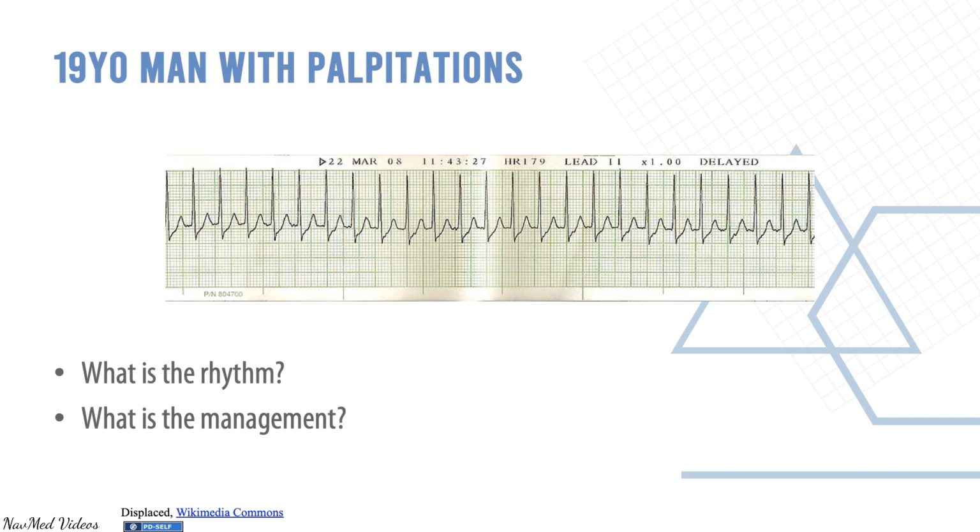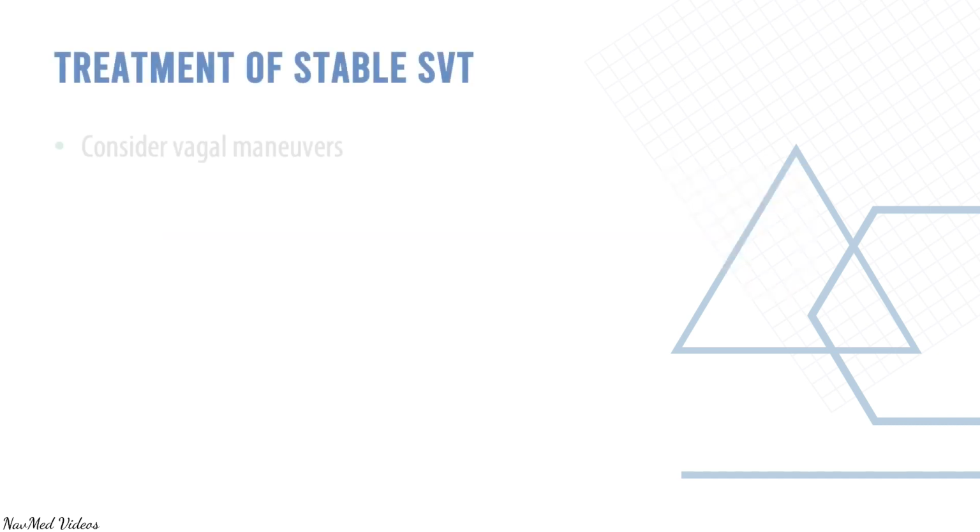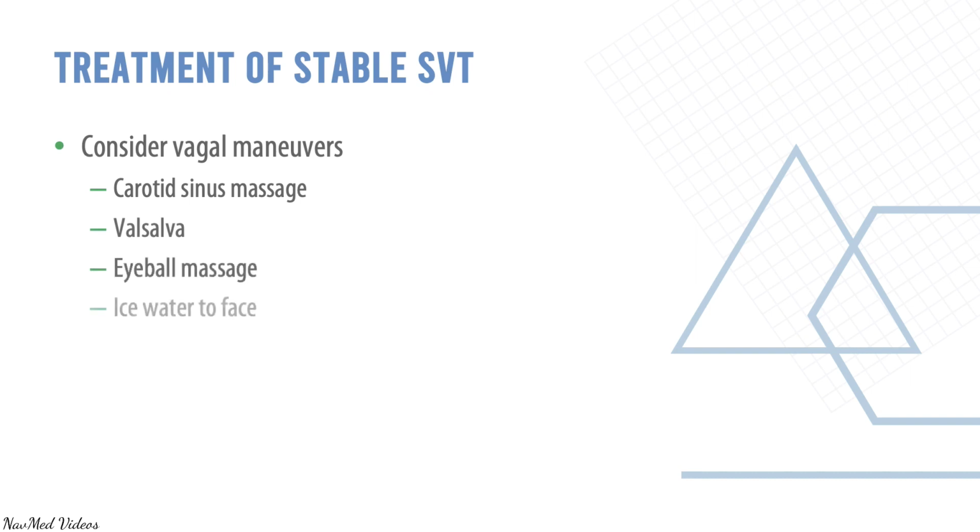19-year-old man with palpitations. What's the rhythm? What's the management? What's your diagnosis? So this is a supraventricular tachycardia. Why? It's rapid, 150 to 250 beats per minute, but regular. P waves cannot be positively identified and the QRS is narrow. Supraventricular tachycardia. Remember that, okay? Treatment is to consider vagal maneuvers, carotid sinus massage, Valsalva, eyeball massage, ice to the face, digital rectal exam, or adenosine 6 milligrams, then 12 milligrams.